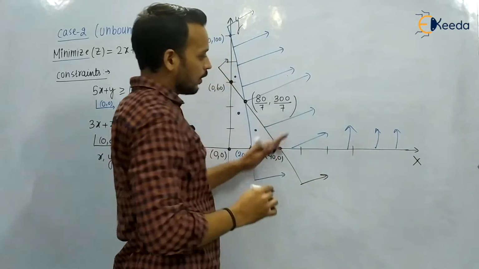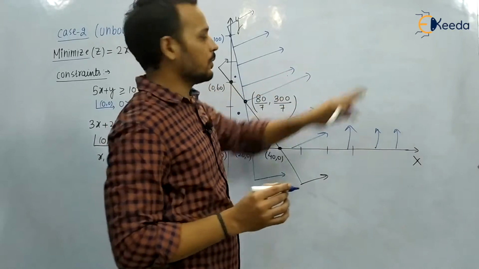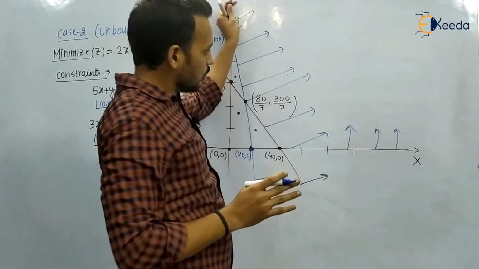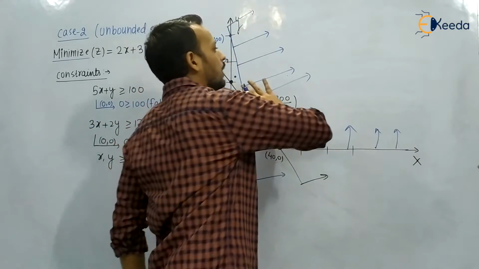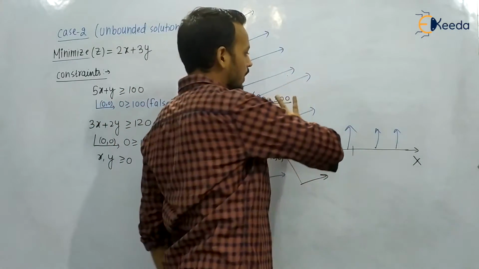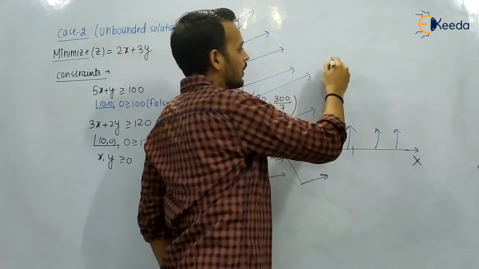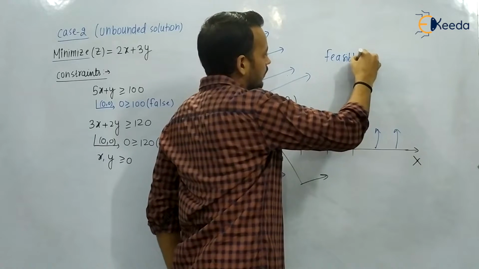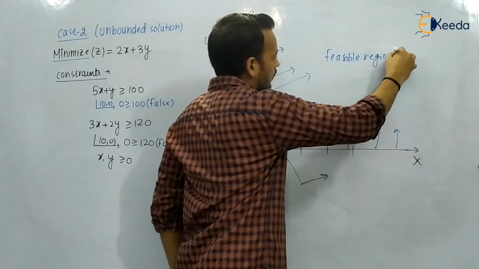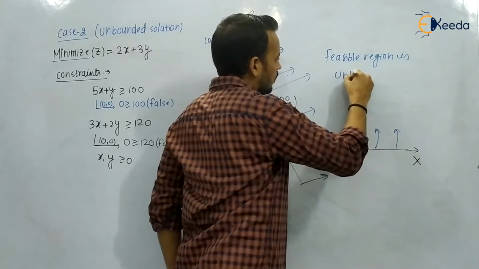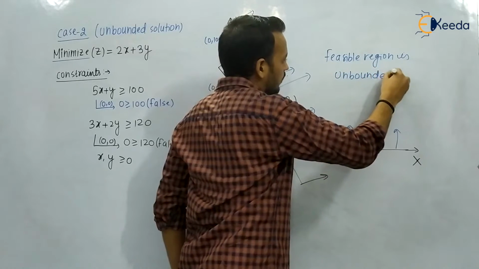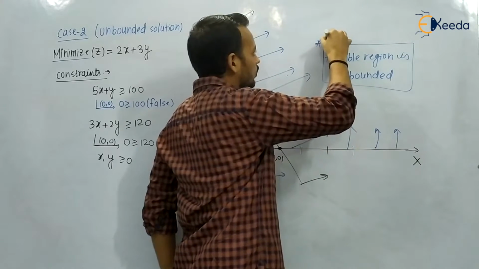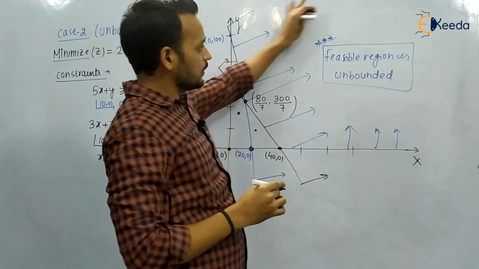Okay, the arrow indicates the feasible region. This is the feasible region, you can say. So we have a feasible region, but there is no boundary to it. We can move anywhere in this direction. We can say that the feasible region is unbounded, because there is no limitation, no boundary to the feasible region.